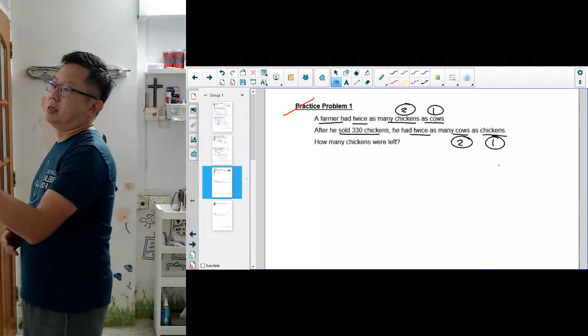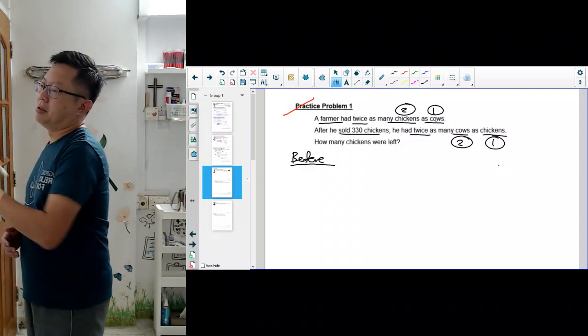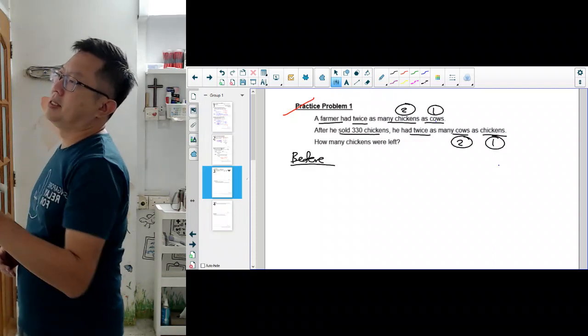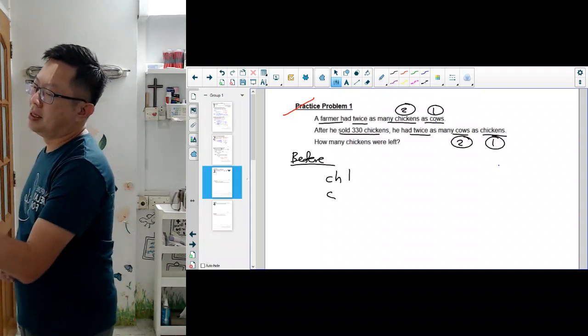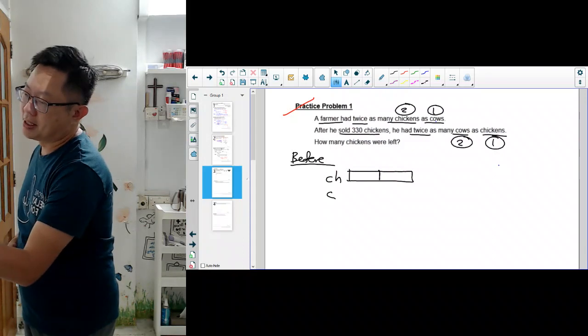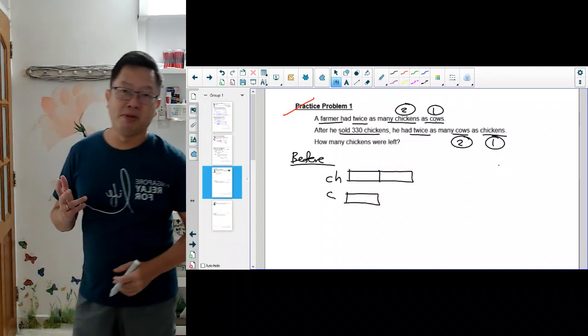So how do we draw the model? You have the before model. And how do we draw the before? The farmer had twice as many chickens as cows. So I'm going to label the 2 animals, and draw 2 boxes for the chickens and 1 box for the cows. Okay, that's your before model.